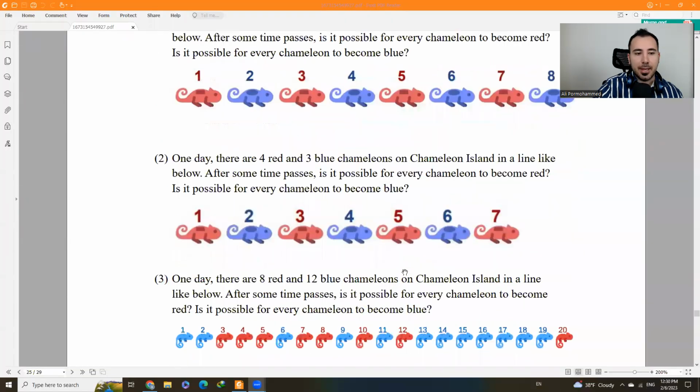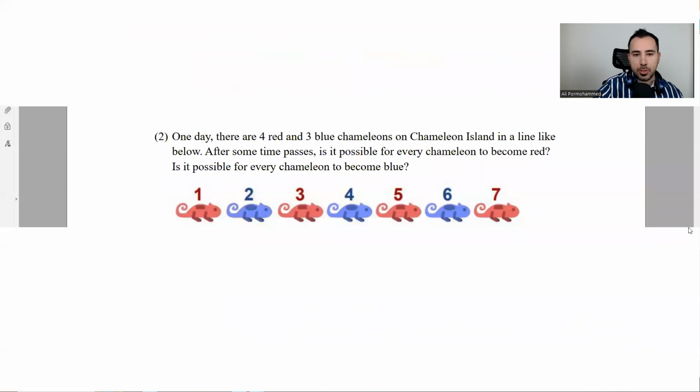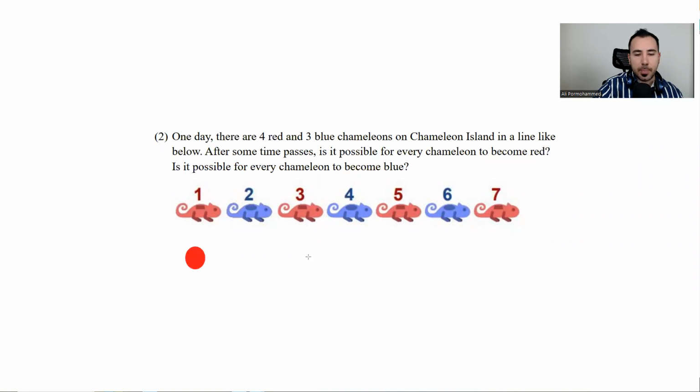This is interesting. If we do question 2, then you must be able to establish what goes on here. We have 4 reds, 3 blues. Pay attention that one of them is an even number, the other one is an odd number.